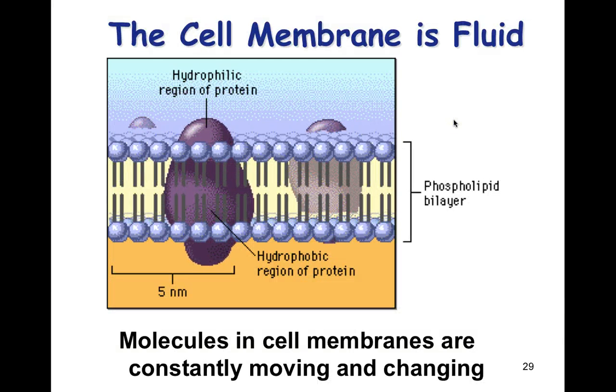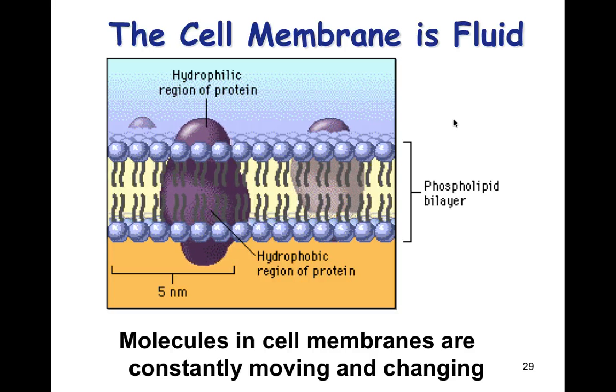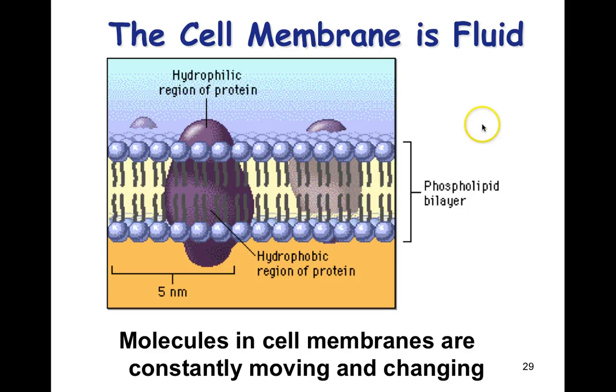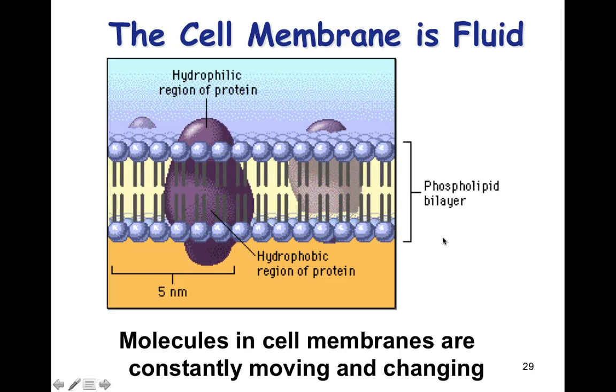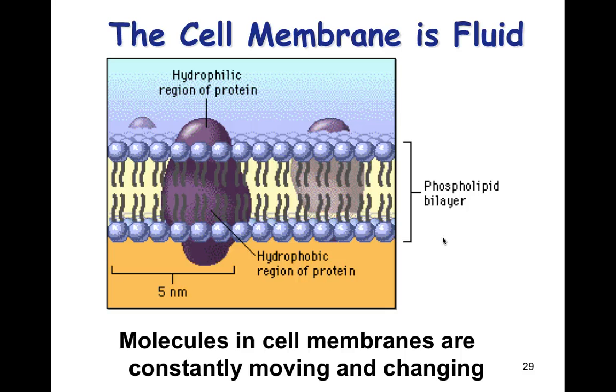So here's an image of the cell membrane. Remember we said it's fluid mosaic, so it constantly has this motion to it. It is a phospholipid bilayer, meaning it is made up of 1 and 2 layers. Okay? Molecules in cell membranes are constantly moving and changing positions. They're constantly allowing certain things to go across this cell membrane.